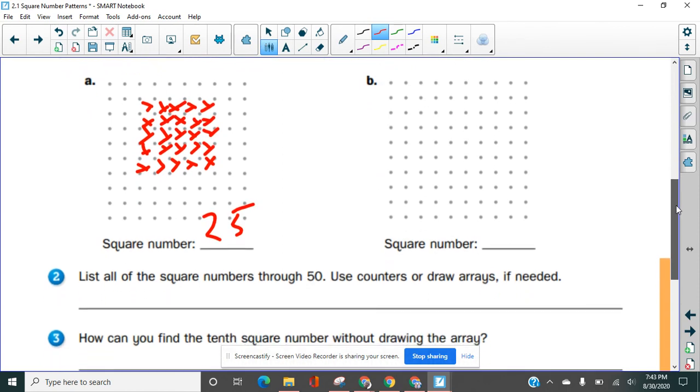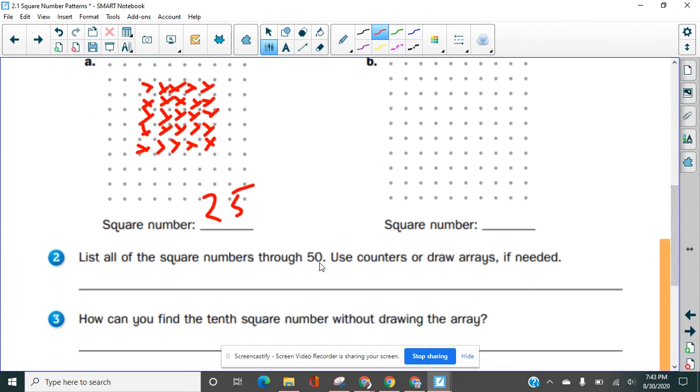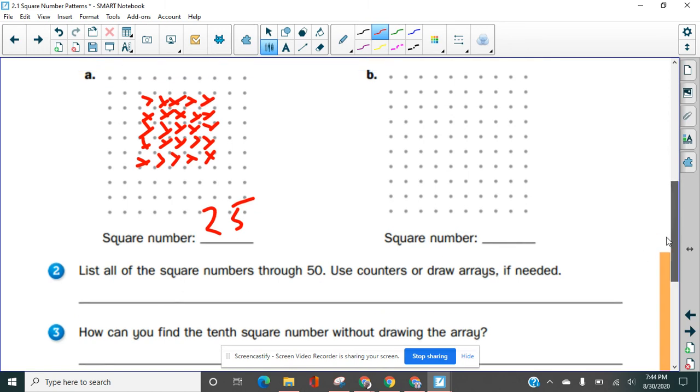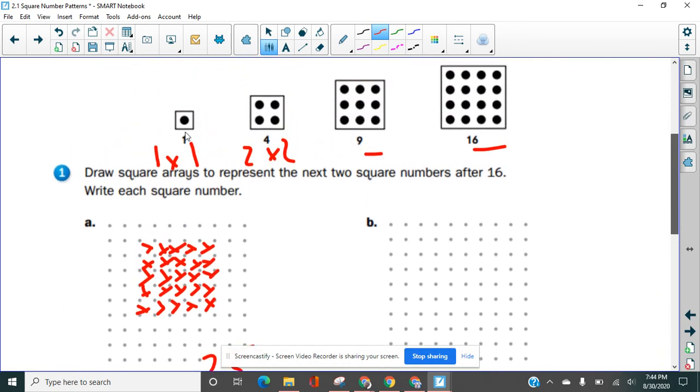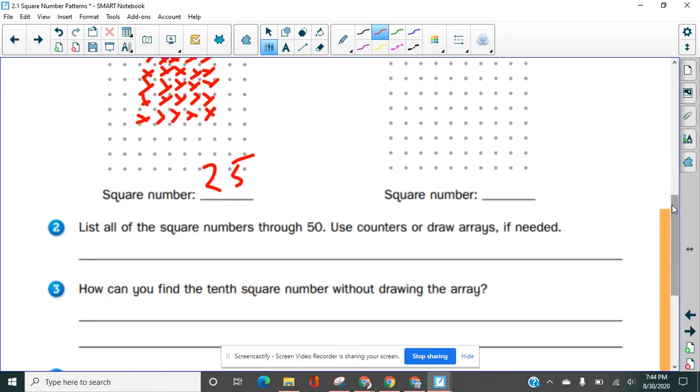Now, when you get down here, list all of the square numbers through 50. You know most of them already, right? You're 1, 4, 9, 16, 25. So you're going to start that list. Now, you don't have all of them yet. So you've got to figure out what would be next and what would be after that up to 50, right?